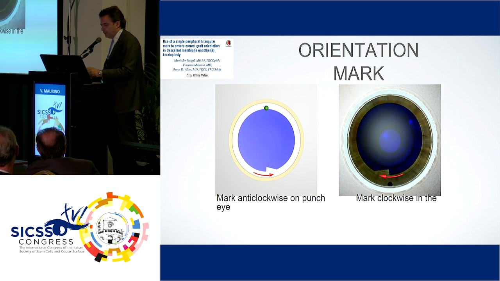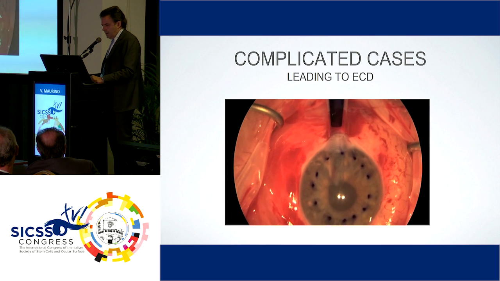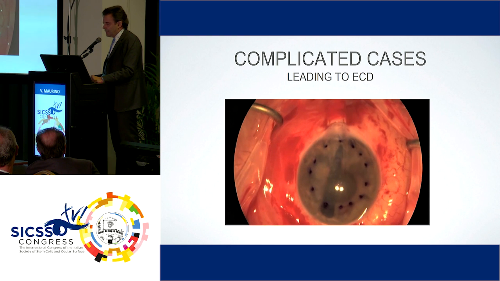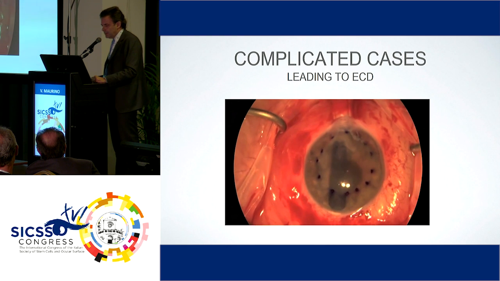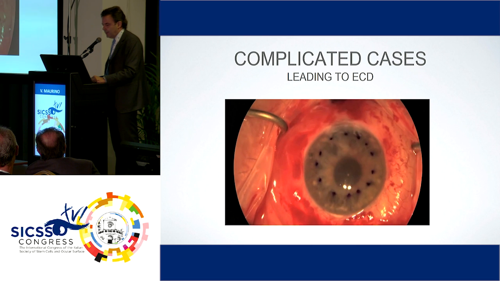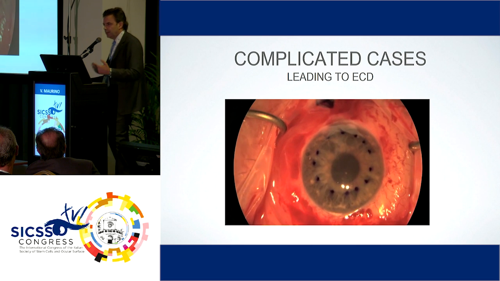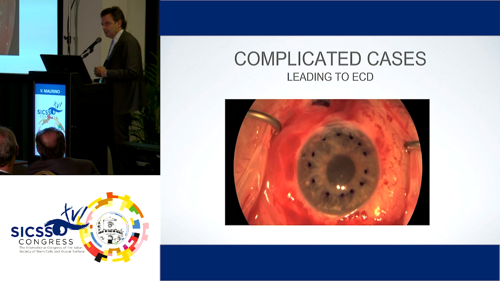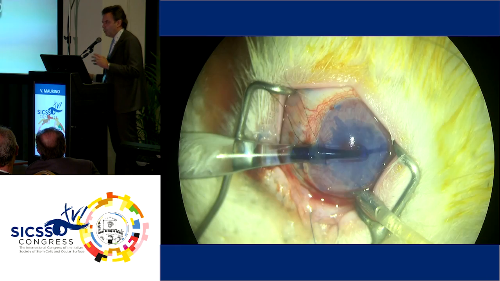Now, here I show how the marking should be made anti-clockwise. Complex cases. Why is it important to assess the endothelial cells? Because this is a case where the surgeon did not flatten the chamber. This has already been shown by Strigo.